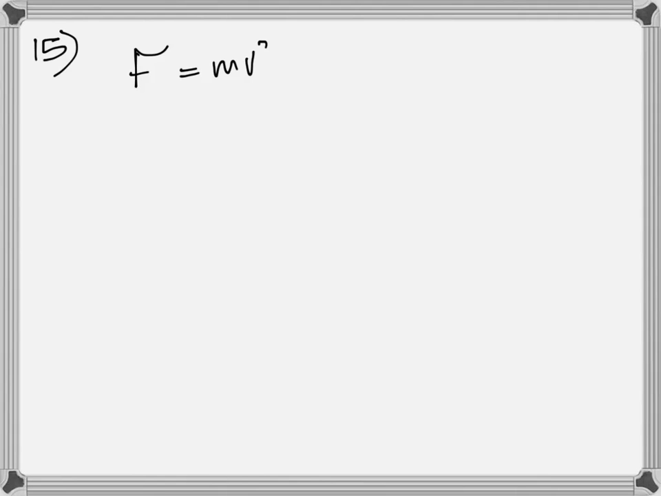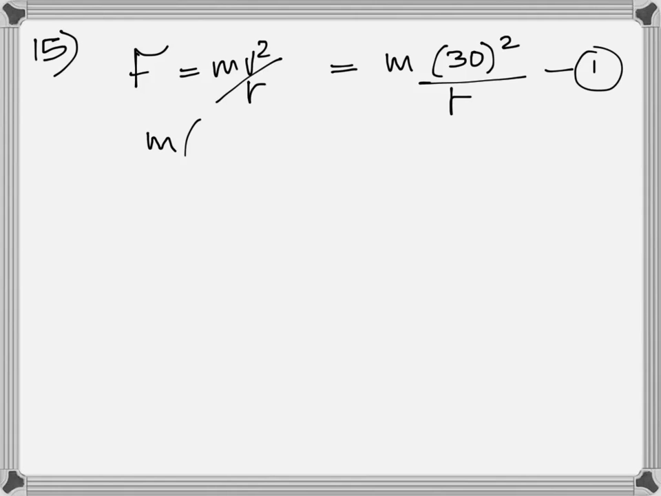Again, maximum speed, 30 kilometer per hour. Do you have to change? No, because the answer is also in kilometer per hour. So keep it as 30 times 30 squared by r. That's equation 1.